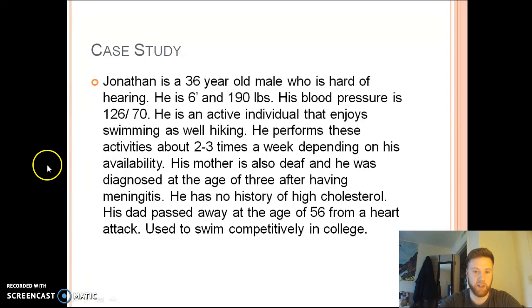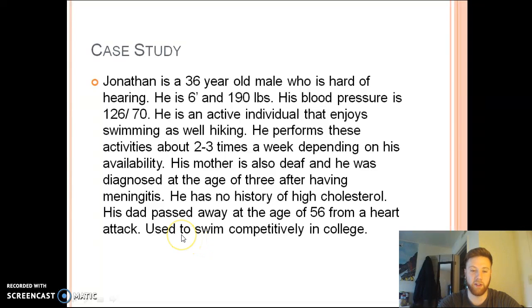So we have Jonathan, who is a 36-year-old male who's hard of hearing. He's 6 foot and 190 pounds. His blood pressure is 126/70, and he's an active individual that enjoys swimming as well as hiking. He performs these activities 2 to 3 days a week, depending on his availability. His mother is also deaf, and he was diagnosed at the age of 3 after having meningitis.